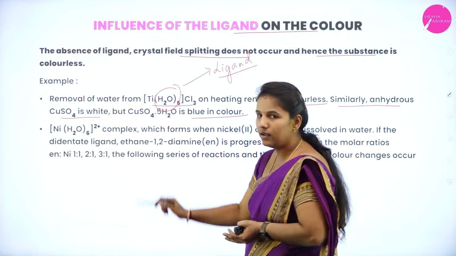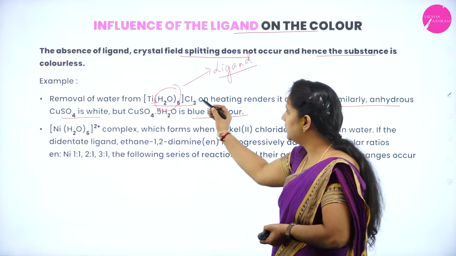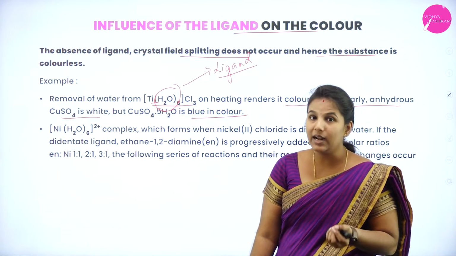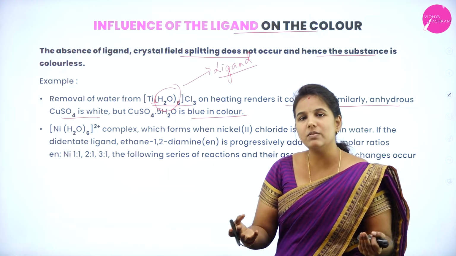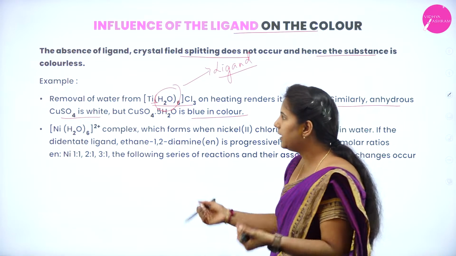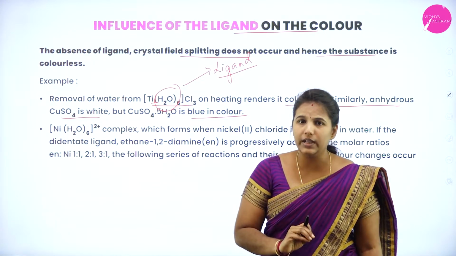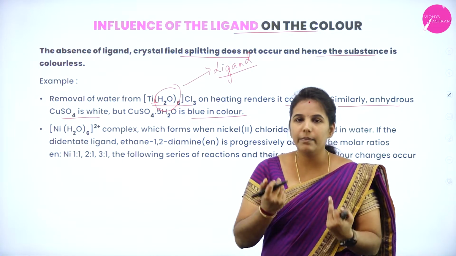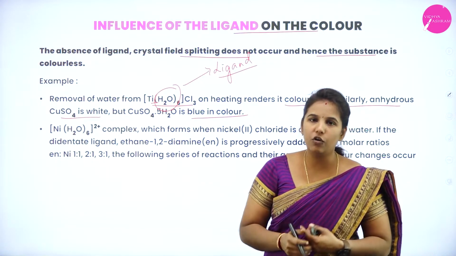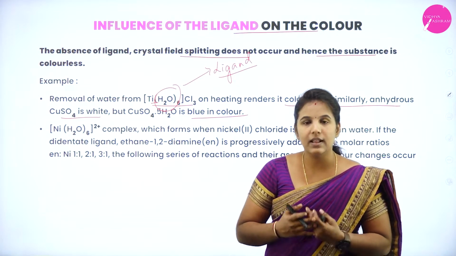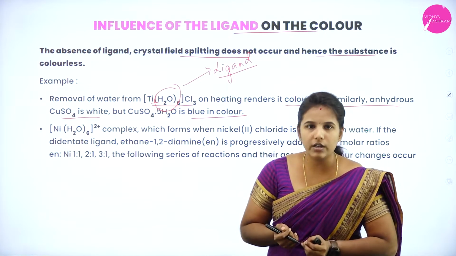So you can take this example. Here my ligand is water, which has been coordinated with the titanium, which is the central metal atom, and the chloride is a counter ion. Is it right? Yes. When you remove this water, which is nothing but a ligand, the entire complex will become colorless. Similarly, you can take one more example, copper sulfate, which is white crystals. When it is dissolved in water, it will become blue in color because the water itself acts as a ligand and gets coordinated with the copper and forms a copper complex. This is how ligands play a very important role in giving color to the coordination compound.